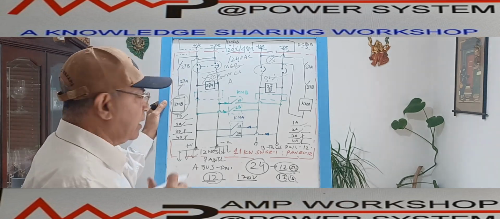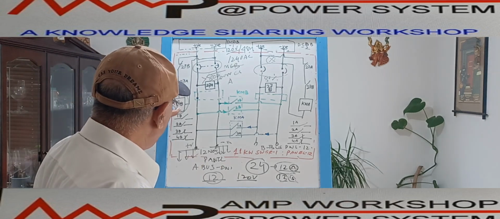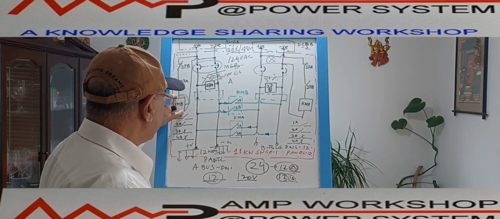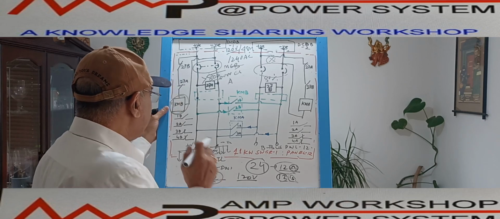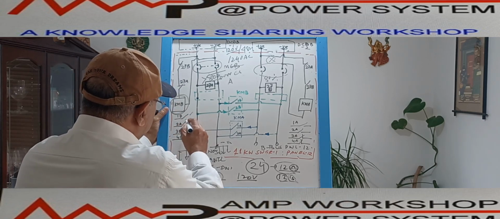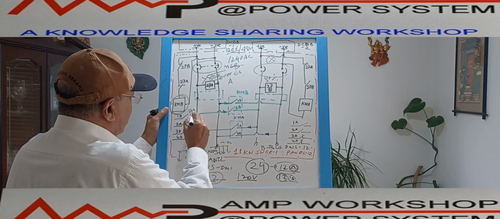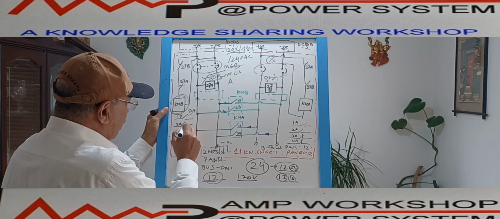Why are we using a contactor? I am coming back to that. This is a 4-pole contactor. It could be a DC contactor. This 4-pole DC contactor KMB has 4 auxiliary contacts. Suppose each rating is 50 ampere. This contactor is 2NO 2NC.